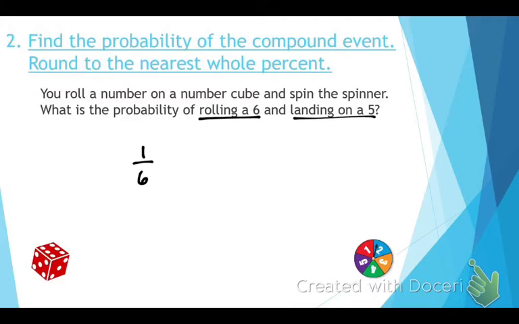Next, I want to see if I can land on a 5. How many 5s do you see here on the spinner? 1 out of how many total numbers? 5. What do I do to those two fractions? Multiply them. 1 times 1 is? 6 times 5 is? 30. What is 1 divided by 30?